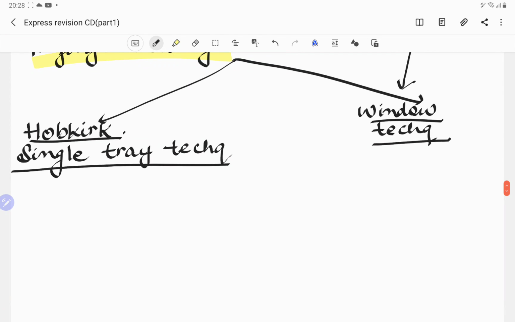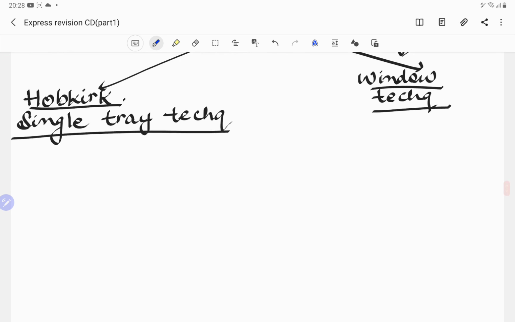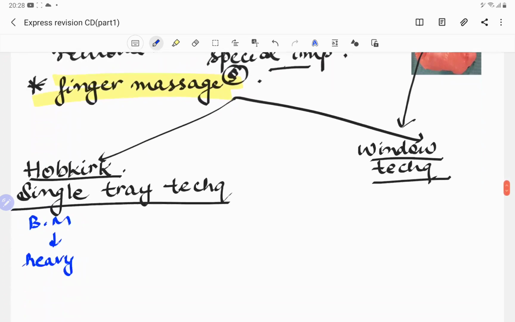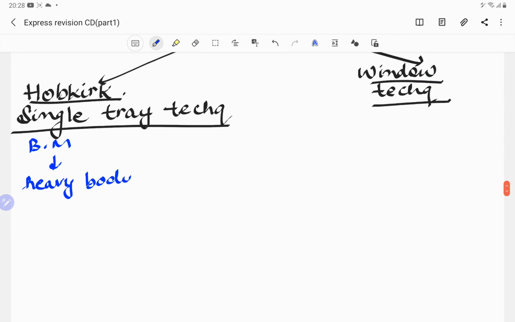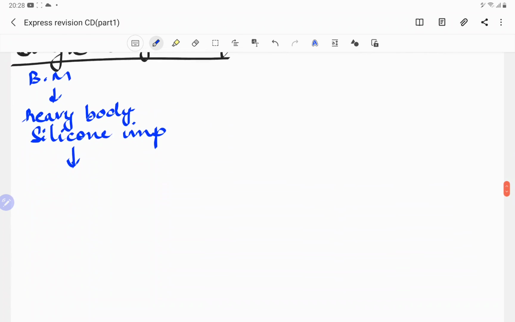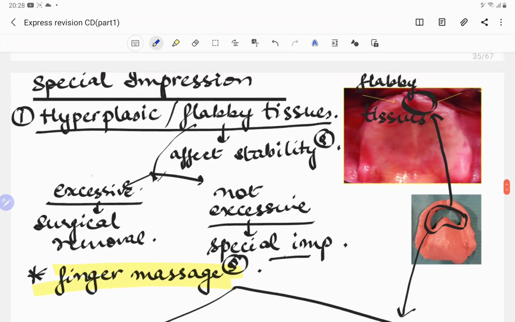Talking first about the single tray impression. The single tray impression technique is very easy. It was given by Hobkirk, and first of all we do the border molding. Then the impression material we use is the heavy body elastomer, heavy body silicone impression, right? And then we cut the movable tissues in the impression.